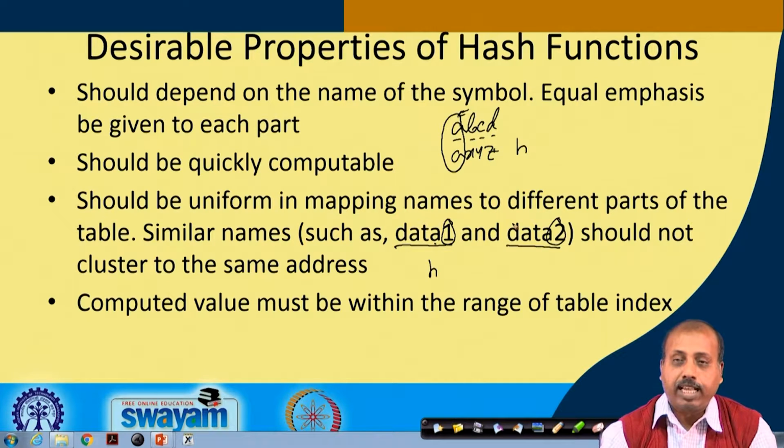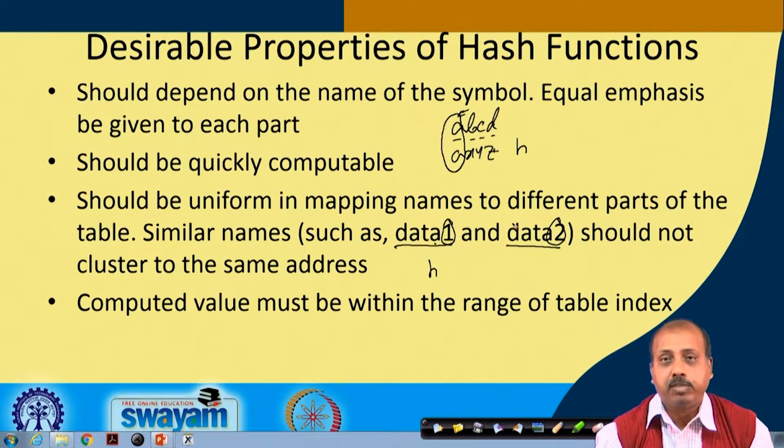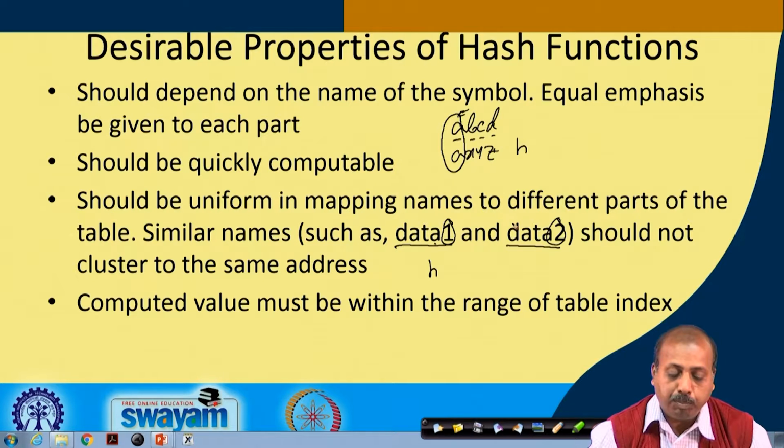This is known as clustering. Clustering means that if the names are similar, the hash function generates addresses which are also similar. That should not happen. So, the hash function should avoid this clustering, and the computed value must be within the range of the table index.